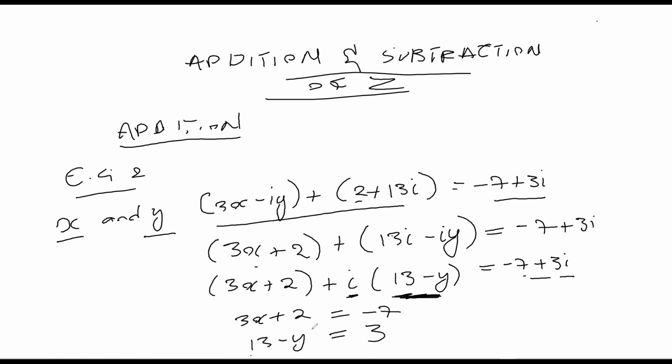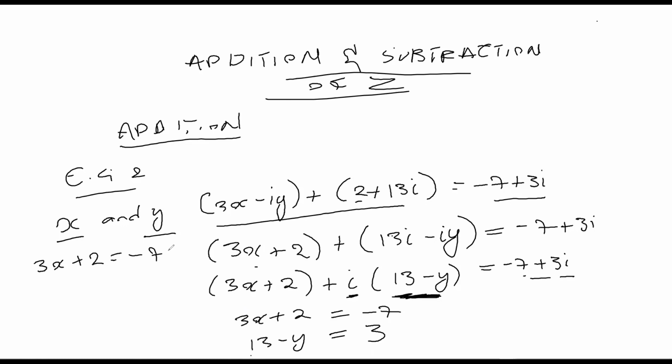The method that I'm talking about is simply making x the subject of the formula. So making x and y the subject of the formula. Doing that, we're going to start with the upper equation. So we have 3x here, plus 2 equals negative 7.